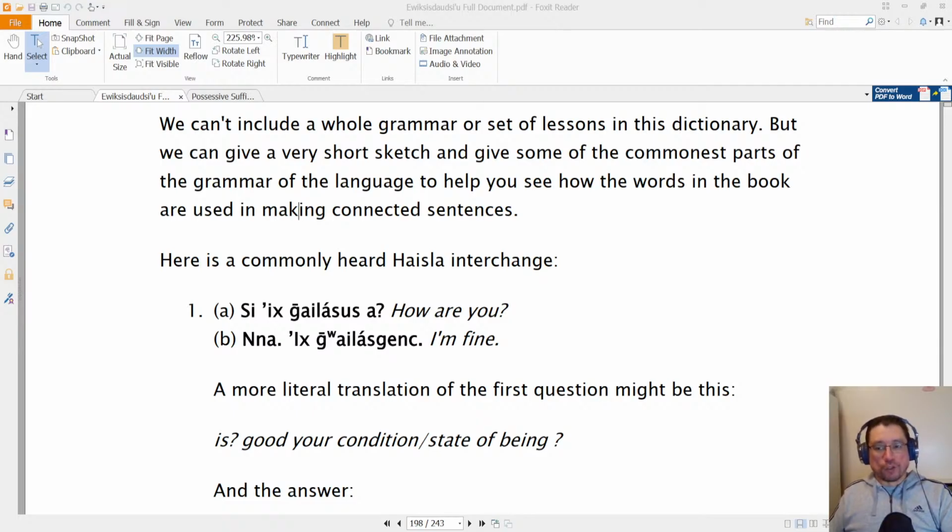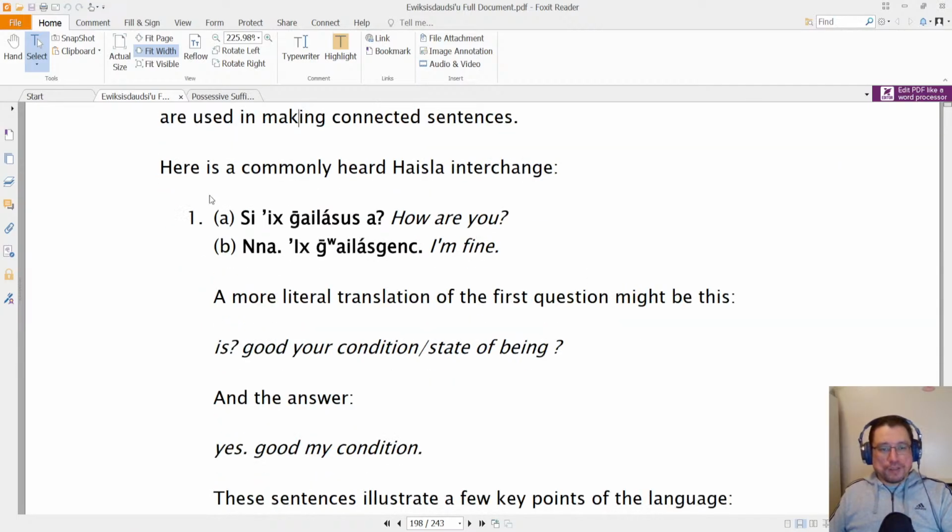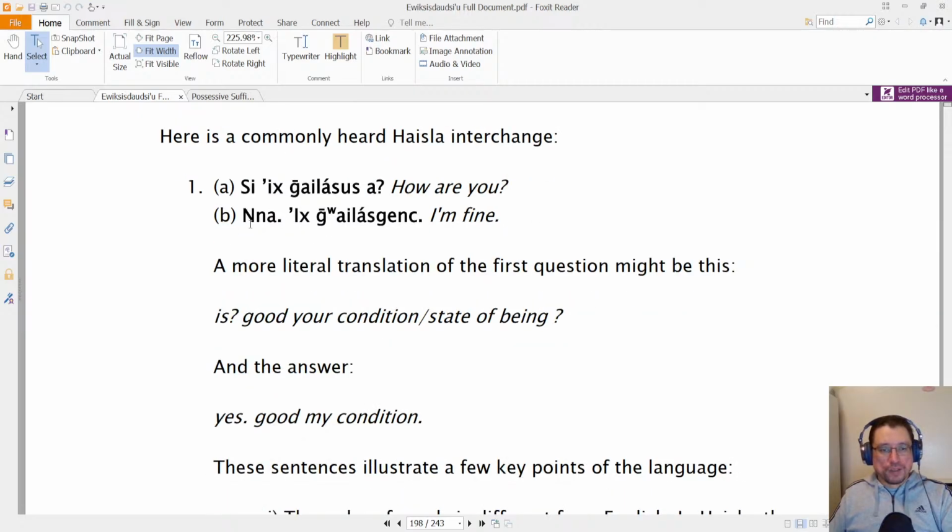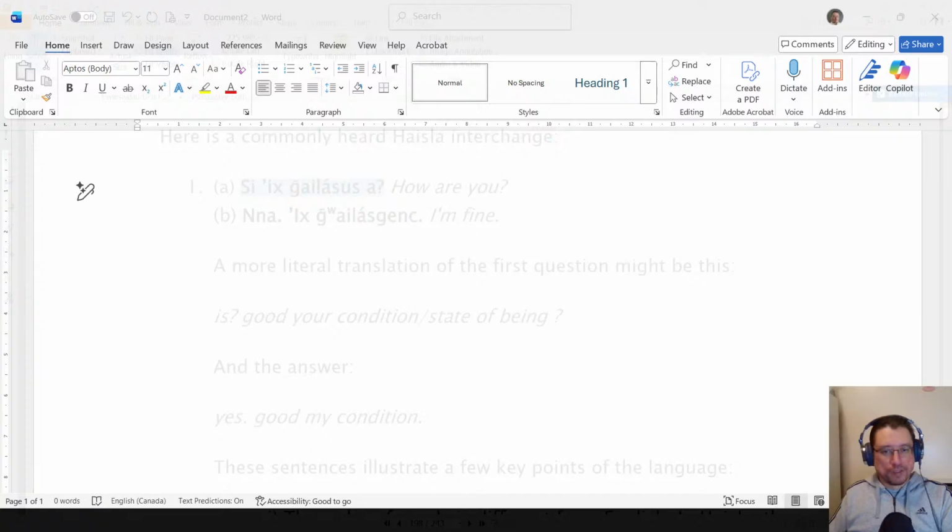So if you learn one word out of context, you're not really going to understand how to change that word when you're putting it into different contexts. So that's something that he's going to be talking about here in these appendices. So he goes on to say, here is a commonly heard Haisla interchange. So he starts off by saying, si eich gwela sus ha, or si eich gwela sus sa. So I should also point out that there are some typos in this document. So what I'm going to do here is I'm going to copy and paste this into a Word document.